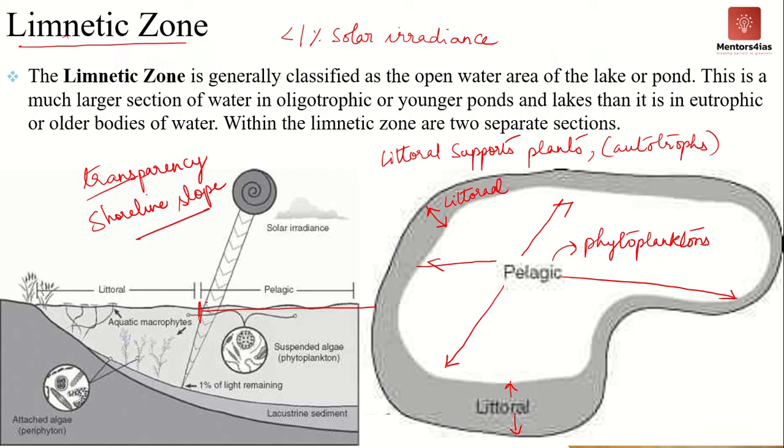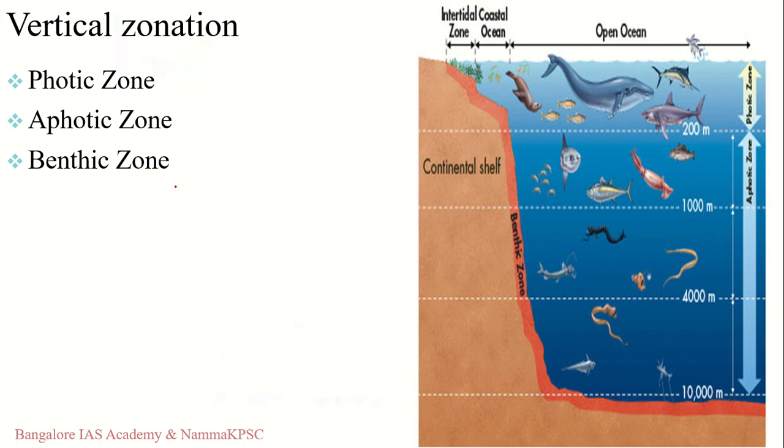Now, before moving over to the vertical zonation, there is a transition zone between the littoral zone and the pelagic zone. This is known as the sublittoral zone. The sublittoral zone is a transition zone between the littoral zone and the pelagic zone, which is actually the deepest area of plant growth. So this covers your horizontal zonation. Next, we move over to vertical zonation.